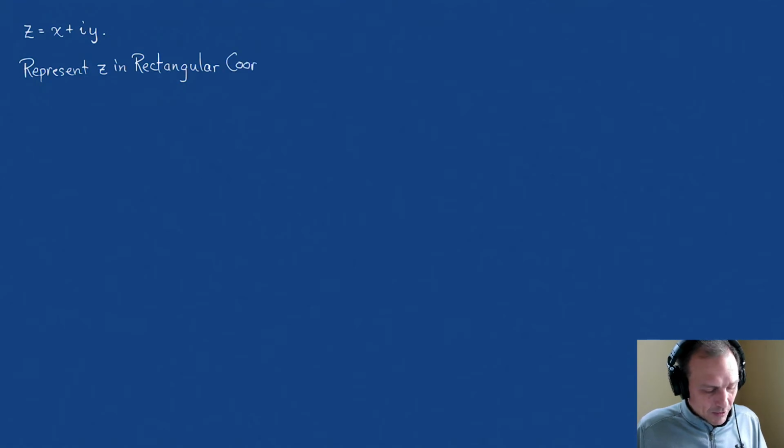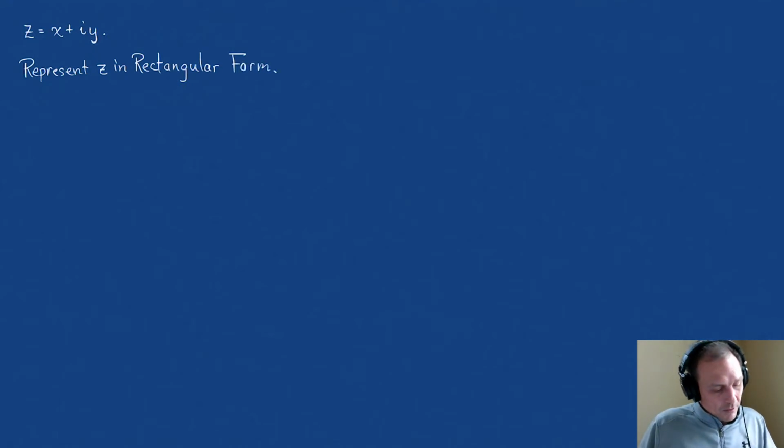Now we can take a look at a complex number. So here we are. We said that z is x plus i times y. Well, we're going to write z, so we're going to graph or represent z in rectangular coordinates, or rectangular form, either is fine. Rectangular form sounds nicer.